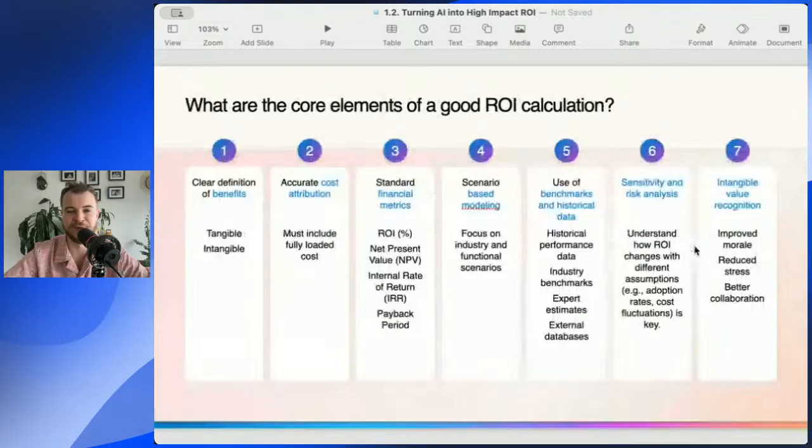Here's just a few more ways you can define the ROI for this. So make sure that the benefits are tangible, there's scenario-based modeling, and the financial metrics are really clearly laid out in an ROI report, a cost benefit analysis. This is what we're going to do. This is how it's going to work. This is the workflows it's going to go into, the patterns and processes for this particular employee, and then here's the ROI that we're going to get out of it.